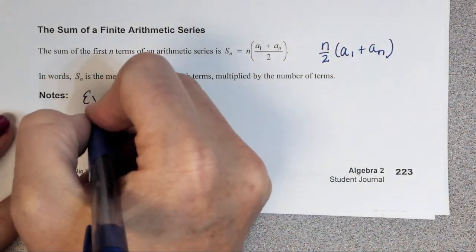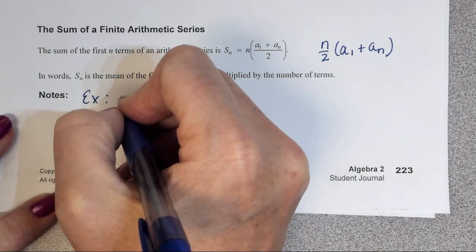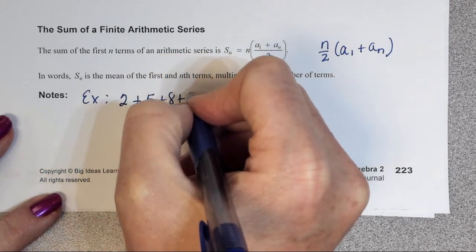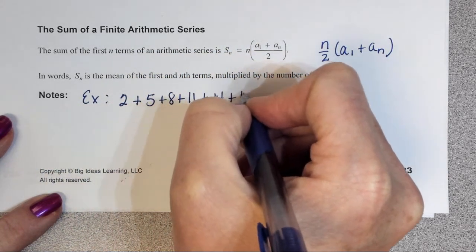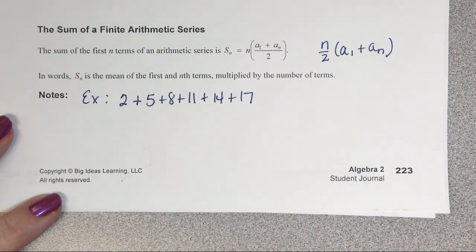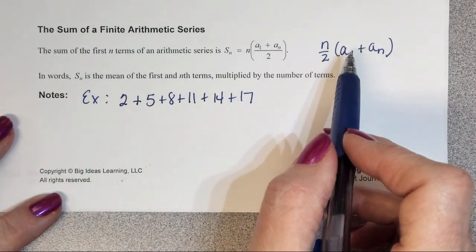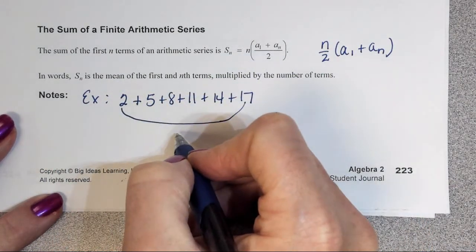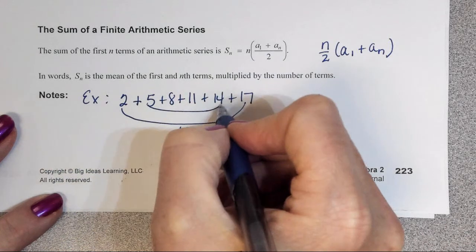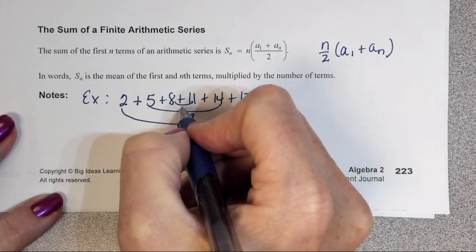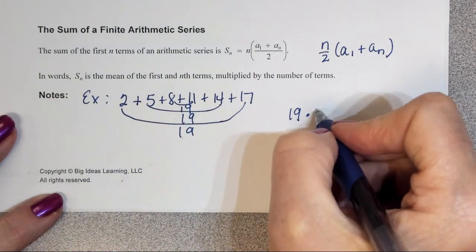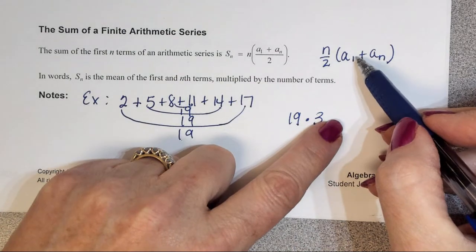Let's say we have this example. Let's say we're adding these numbers. 2 plus 5 plus 8 plus 11 plus 14 plus 17. We're adding those numbers. If I wanted to use this formula, I could, but watch how much easier it is just to do this. What do these two numbers add up to be? What do these two numbers add up to be? And these two. So we end up getting 19 times what? 3. Can you see how that's the same thing as this formula?